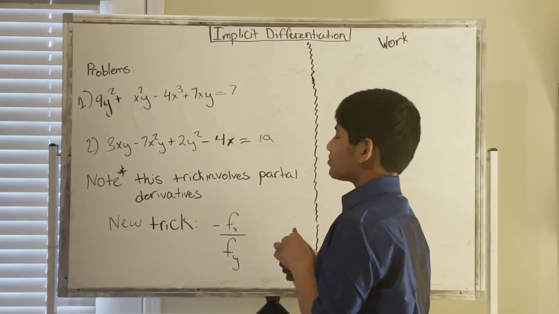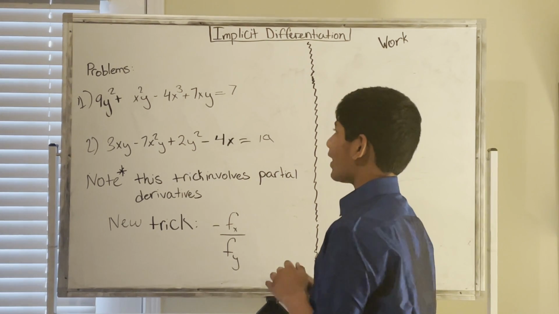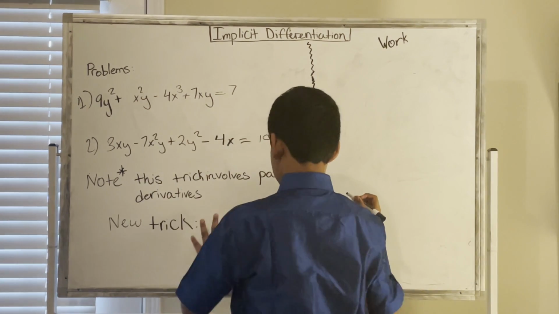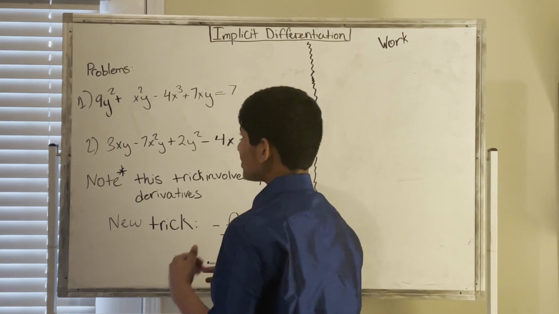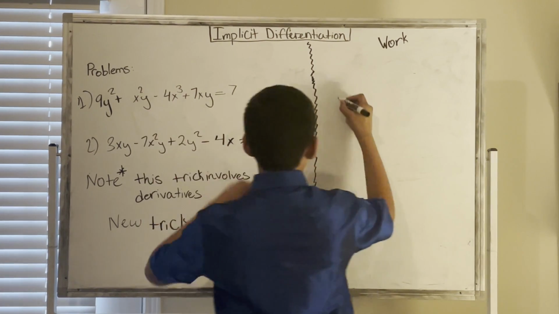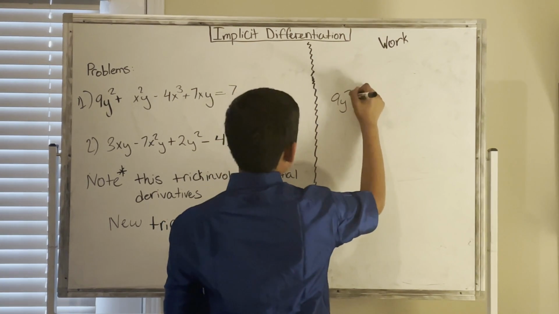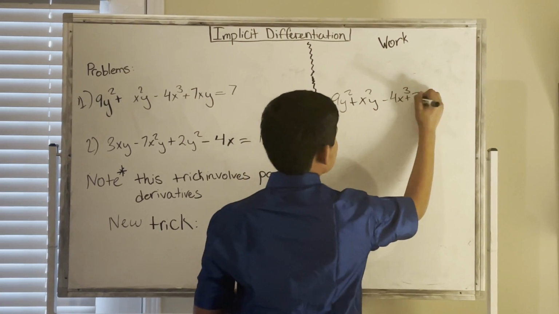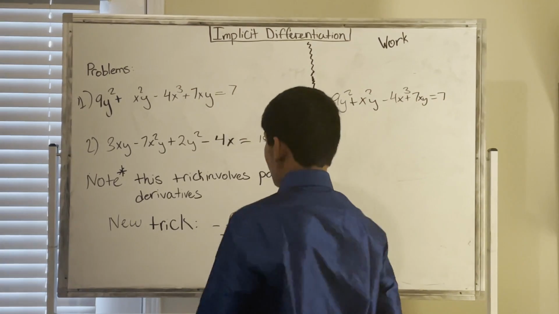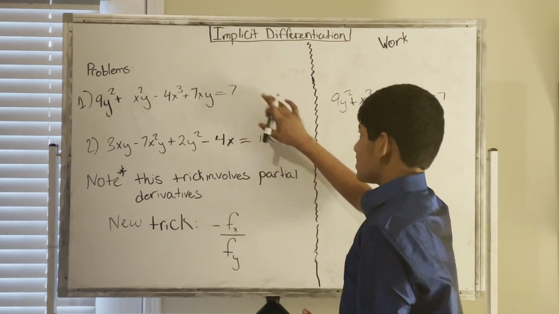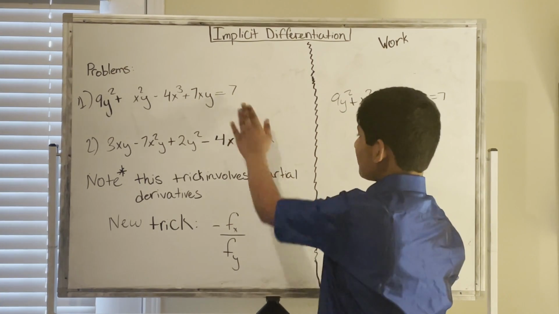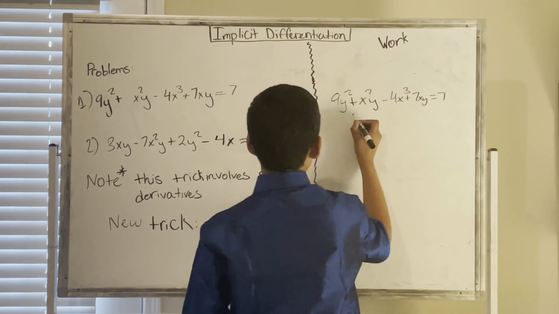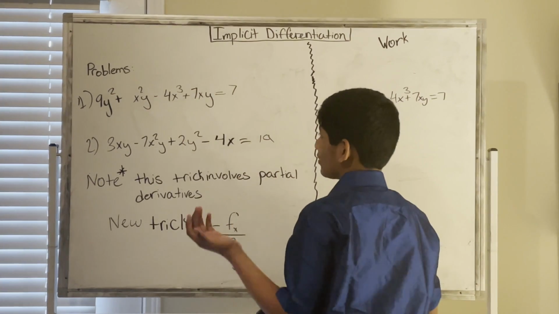Okay, so we're going to have the first problem, which is 9y squared plus x squared y minus 4x cubed plus 7xy is equal to 7. Well, if we use this method, we're going to solve it quicker. But let's do the regular method first and then use this method. Well, if we write this down over here, 9y squared plus x squared y minus 4x cubed plus 7xy is equal to 7. And notice that on the right-hand side of these equations, 7, 19, when we take the derivative of them, they become 0. So we really don't care about the right-hand side. So on the left-hand side is where we have to do the mathematical computation.